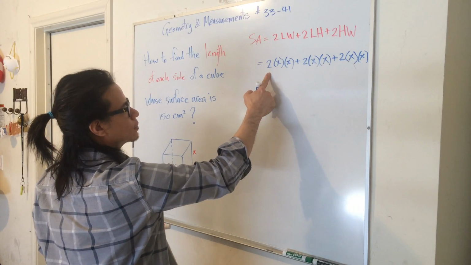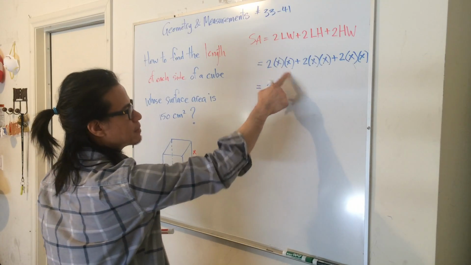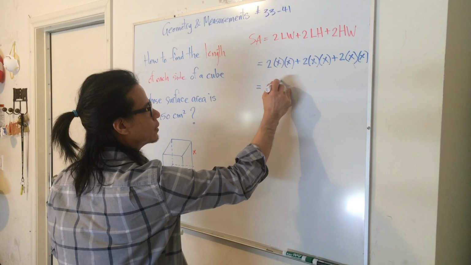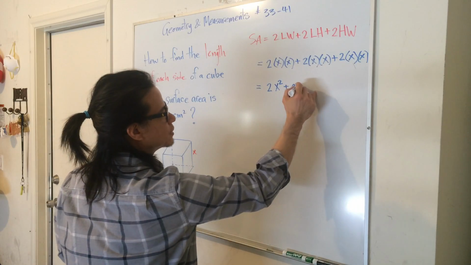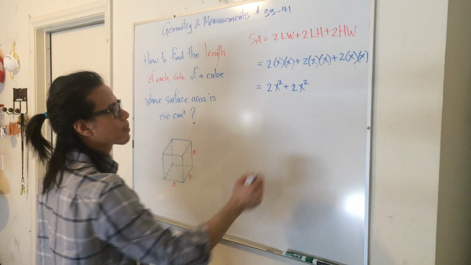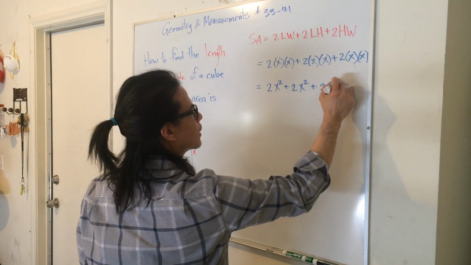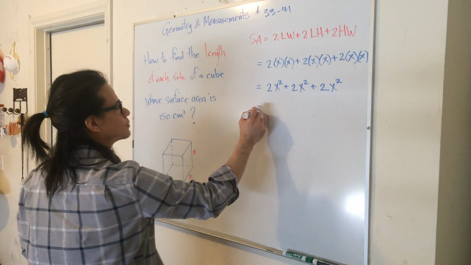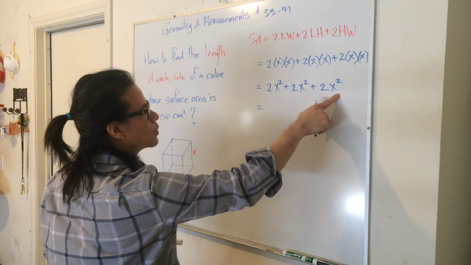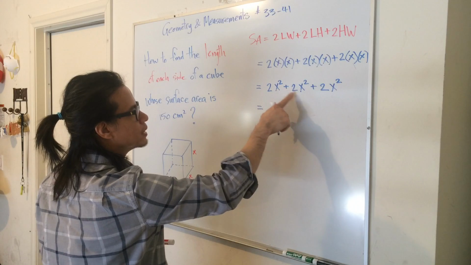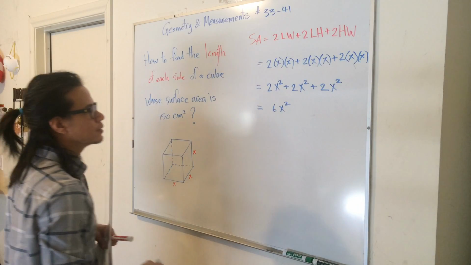Okay, now 2 times x times x, you get x squared plus same thing, x times x is x squared plus one more time, x times x, x squared. Okay? So since you have the x squared term here, we can combine them into one. So 2 plus 2 plus 2 is 6. And then you have your x squared.